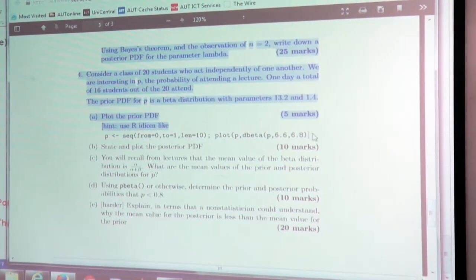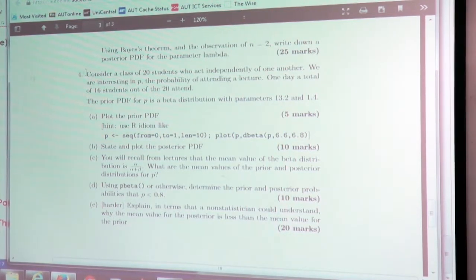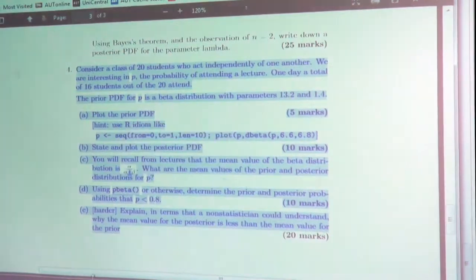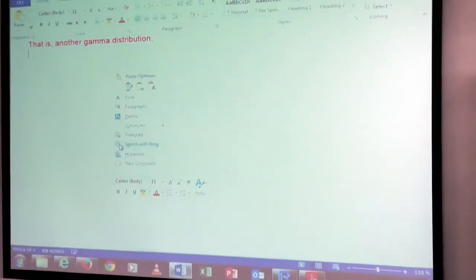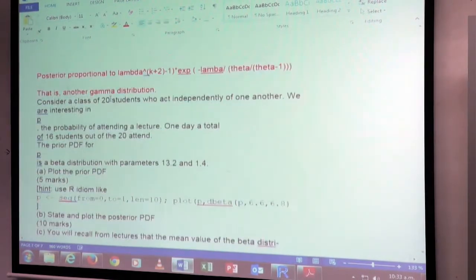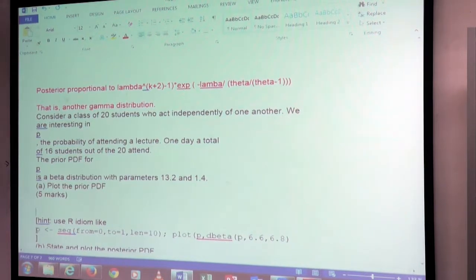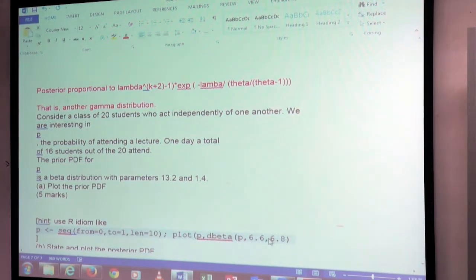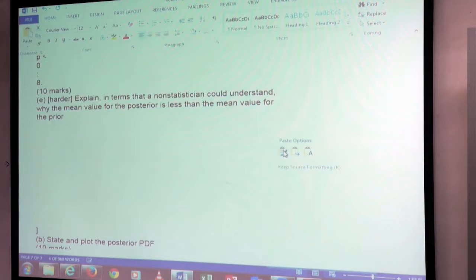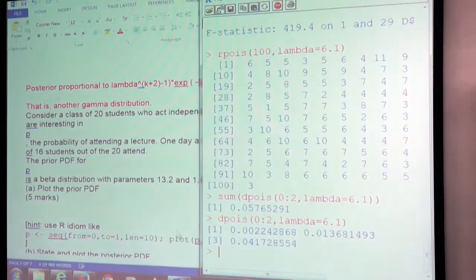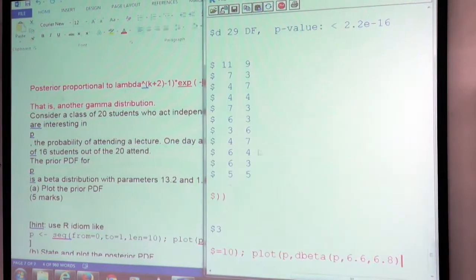Well, let's try that then. Actually, let's put that in the question, in the Word first. Right click, copy. Go to Word, right click, paste. Plot the prior PDF using code like this. No. Copy, go to R, right click, paste.